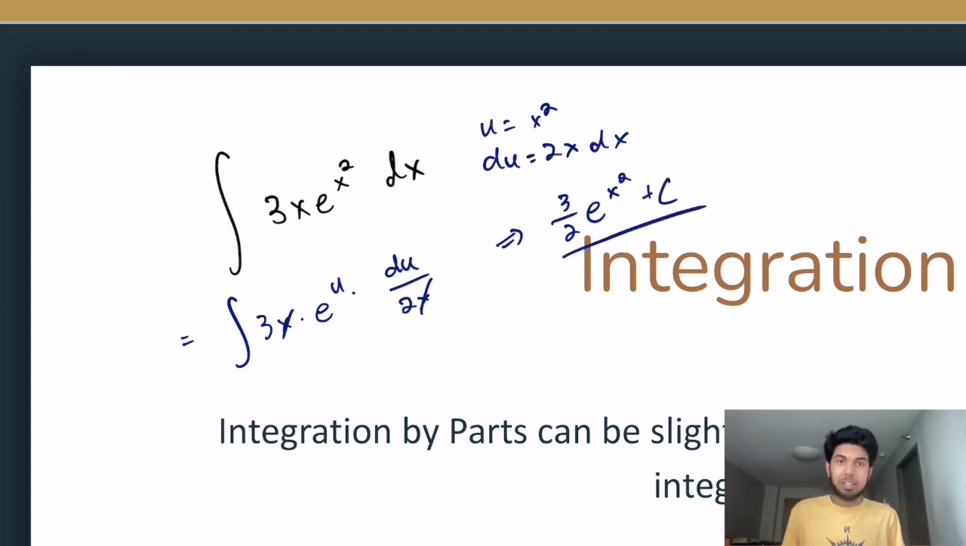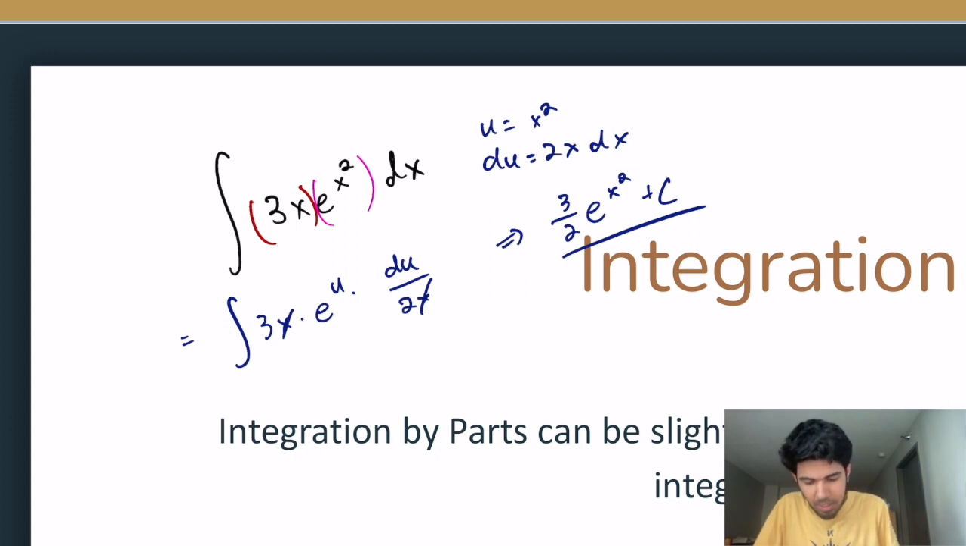So this is something we can evaluate using u substitution, and in fact, it is the product of two functions here. You can think of this as the product of 3x and e to the x squared. Integration by parts is a similar thing. When we see a product of functions like this, we're prompted to use integration by parts. But if we can use u substitution, then we should just do that.